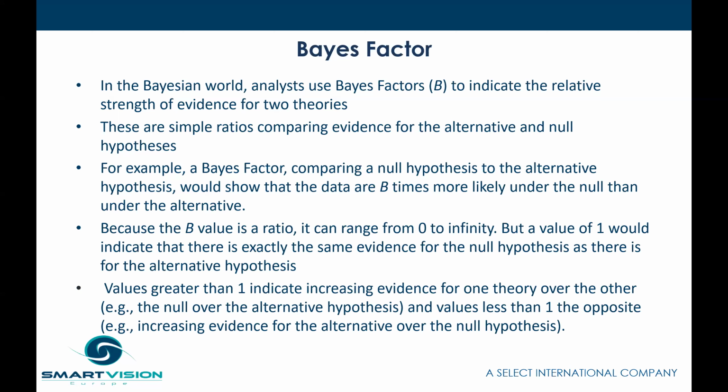Values greater than 1 indicate increasing evidence for one theory over the other, for example, the null over the alternative hypothesis, and values less than 1 show the opposite direction, increasing evidence for the alternative over the null hypothesis.